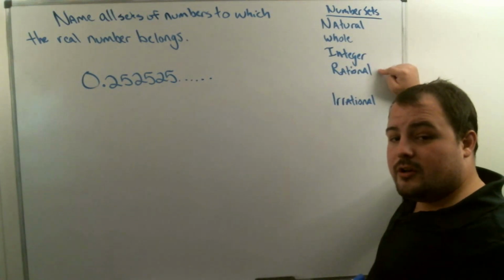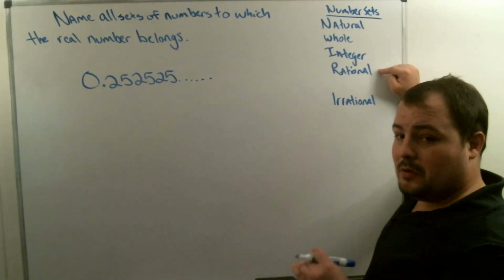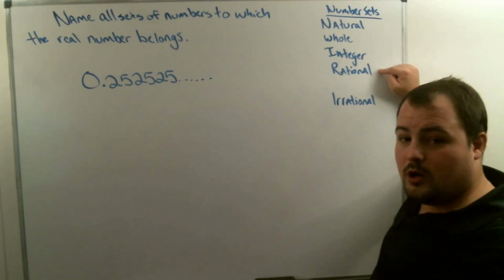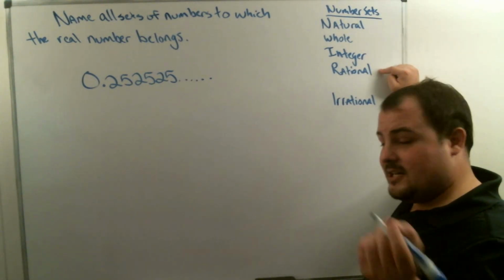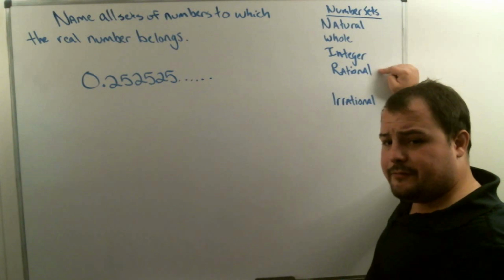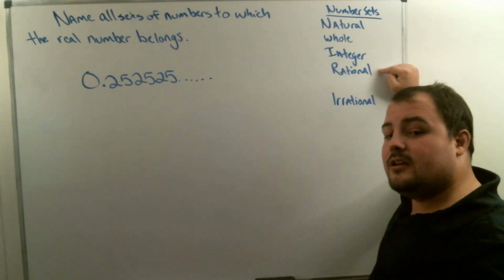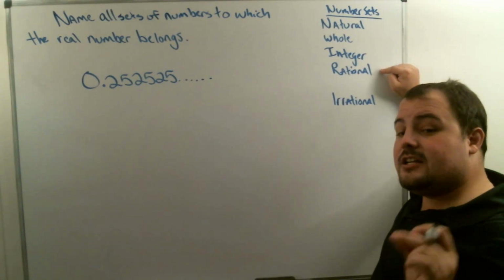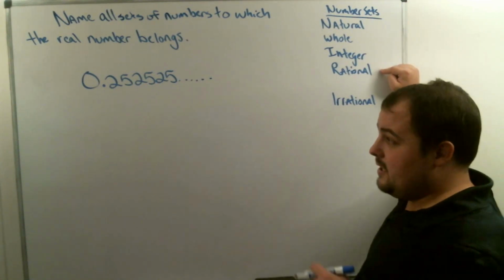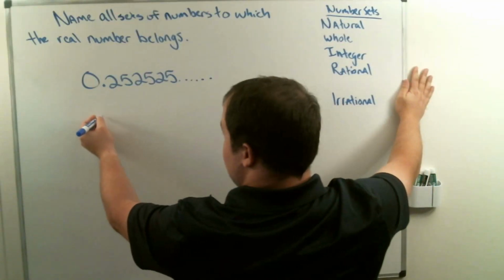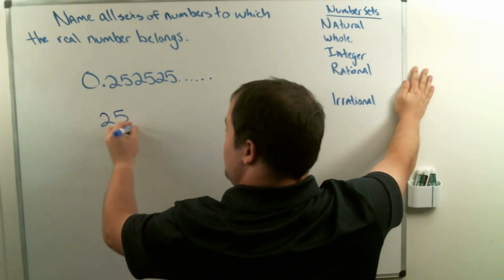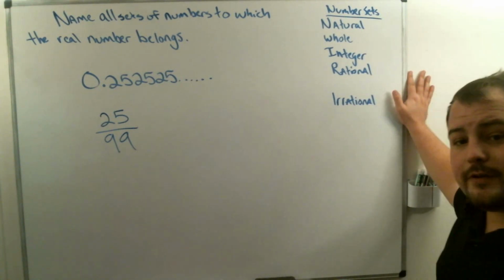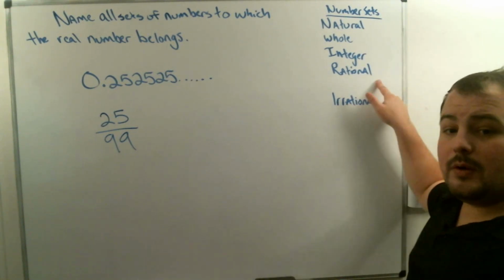Is that a rational number? Can I write that decimal as a fraction? Well, that's a repeating decimal, and we learned in lesson 1 that we can take any repeating decimal and write it as a fraction by putting it over 9, 99, 999, 9,999. It just depends on how many numbers are repeating. So in this case, we could write this as a fraction as 25 over 99. Since we can write that as a fraction, this is a rational number.